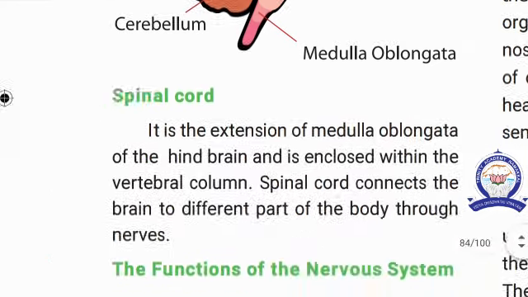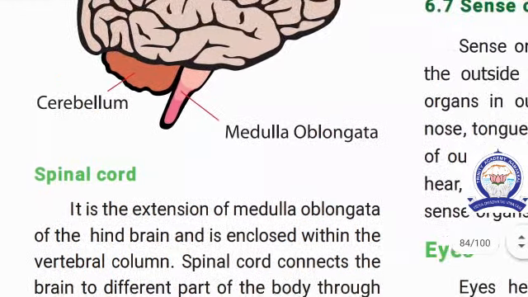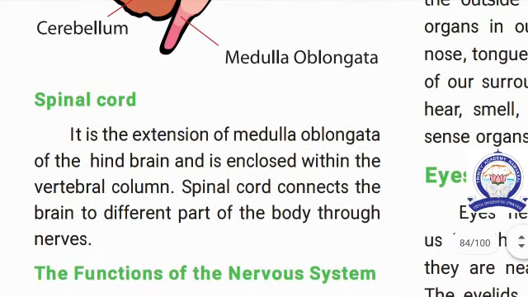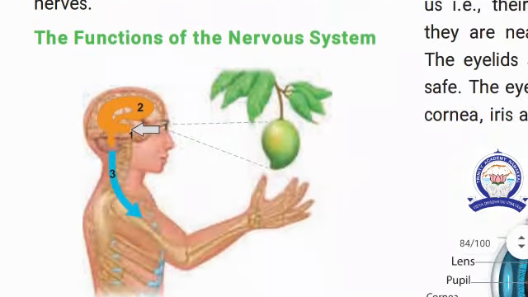Next, spinal cord. The spinal cord is an extension of the medulla oblongata. The medulla oblongata is a part of the hindbrain. It is connected to the vertebral column. It is enclosed within the vertebral column. The spinal cord connects the brain to different parts of the body through the nerves.